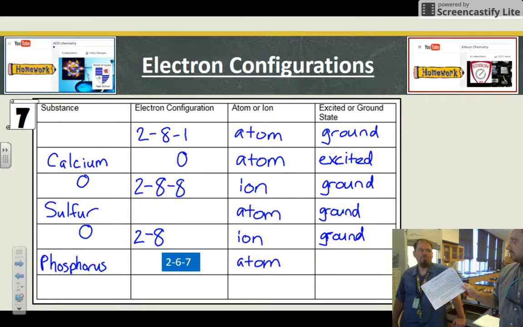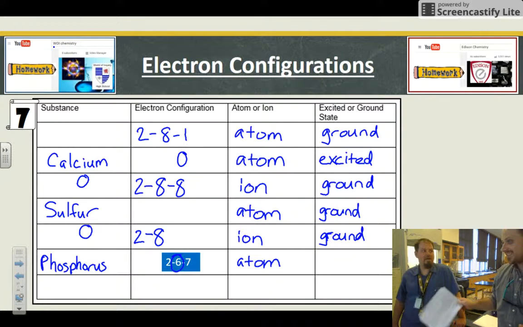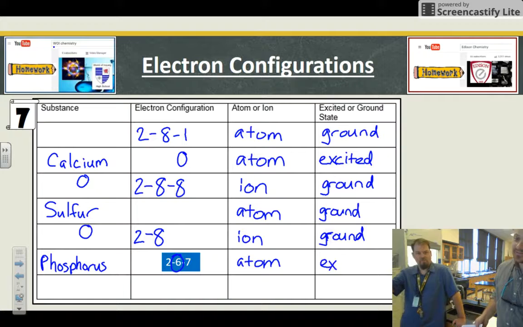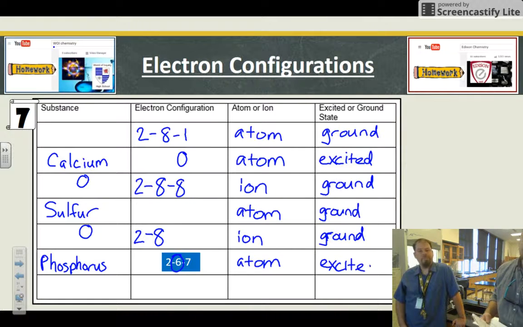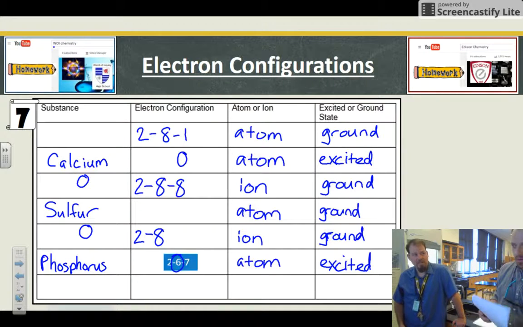But ooh, what is it? Excited or ground? They're circling that number. There should be an 8. In this case, 2 electrons moved up. Hmm. Yeah, so it is excited. Which is possible. You give it enough energy, it could happen.